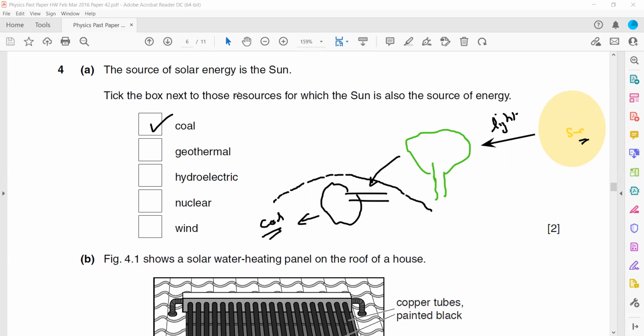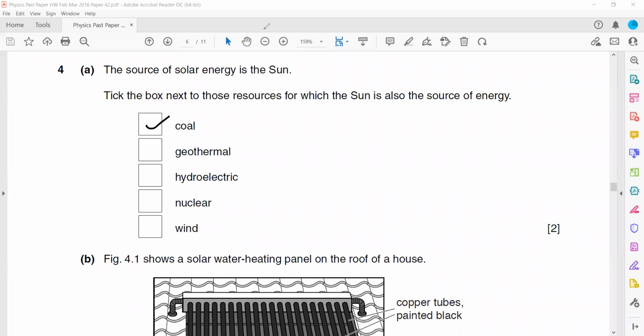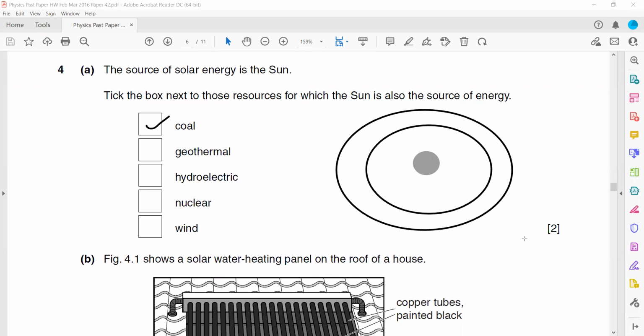Geothermal, what is geothermal energy? Geothermal energy means energy from the heat of the earth. Inside the earth, there are nuclear reactions happening, in the crust, mantle and core. So why is the core producing that energy? Because there are nuclear reactions inside that release energy in the form of heat. So this energy which we get from the earth, we call geothermal. Geo means related to earth, and thermal means heat.